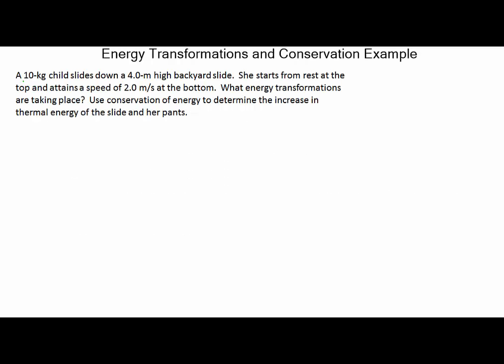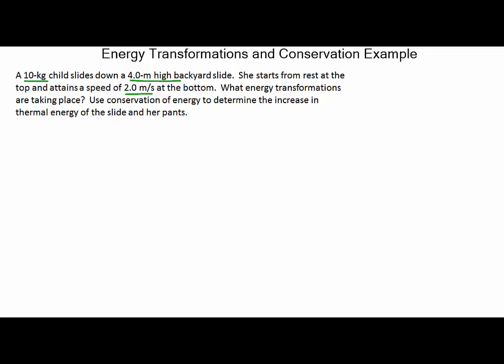Our question states that a 10 kilogram child slides down a 4-meter high backyard slide. She starts from rest at the top and attains a speed of 2 meters per second at the bottom. And then it's asking us what energy transformations are taking place, and then telling us to use conservation of energy to determine the increase in thermal energy of the slide and her pants.